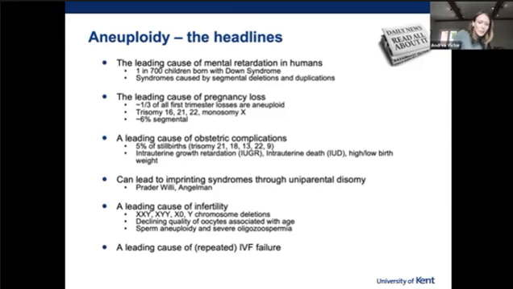So it seems like aneuploidy is bad, and we should do what we can to deselect aneuploid embryos for transfer in an IVF cycle. However, like most things, is it really that simple? What about mosaicism?